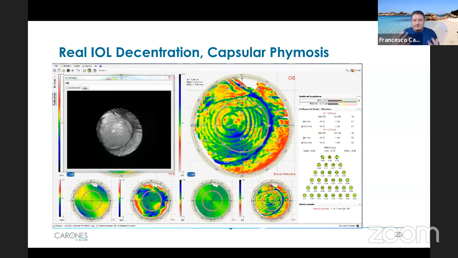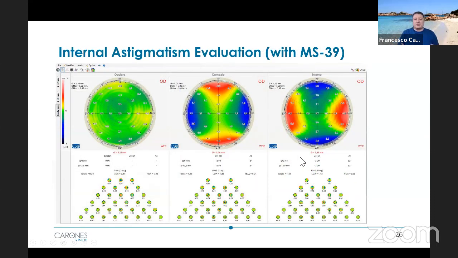Here is another case of decentration, where you can see here also the phimosis of the capsule, and that was probably the reason for the decentration. But you can use this device also for other purposes, like really evaluating, for instance, the accuracy of your axis alignment with toric IOLs, in this case, a presbyopia correcting toric IOL, because you can use the MS39, the anterior segment OCT, as the screening tool for having the cornea evaluation of the eye.